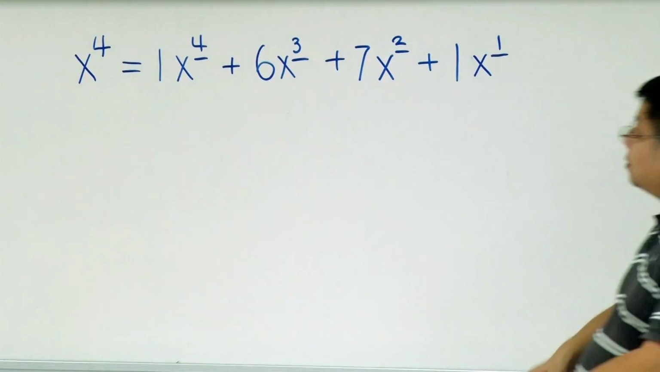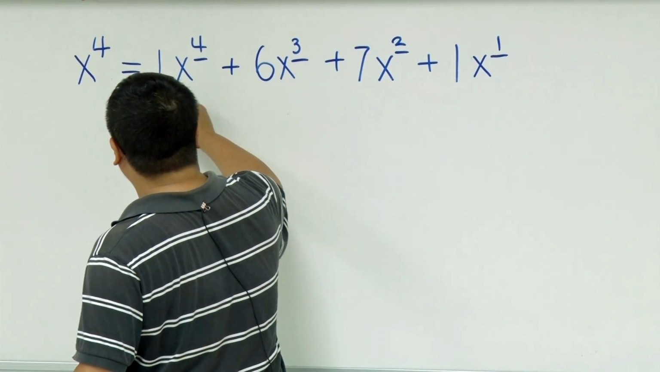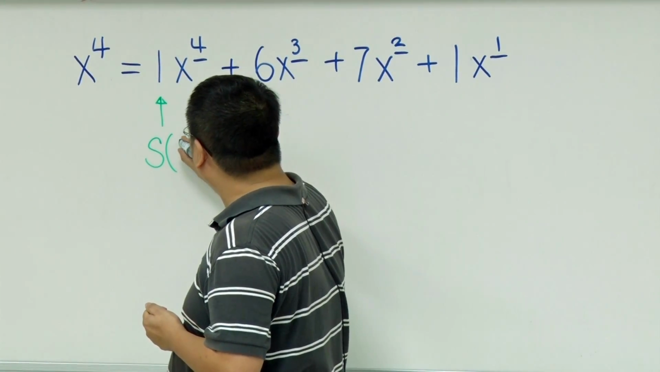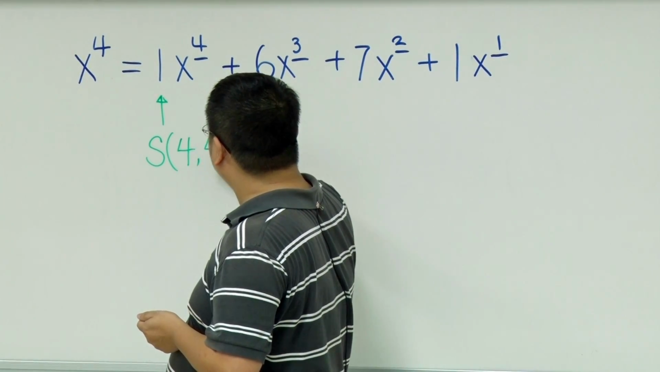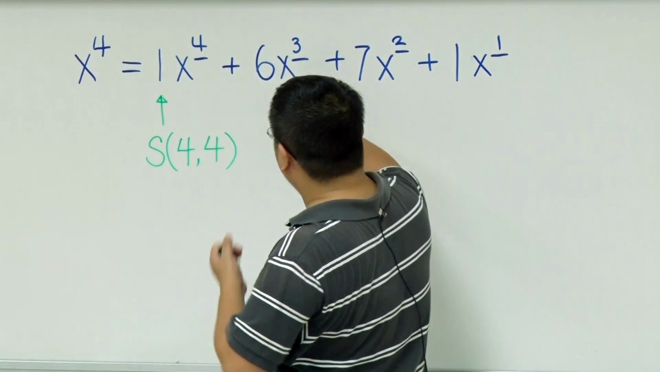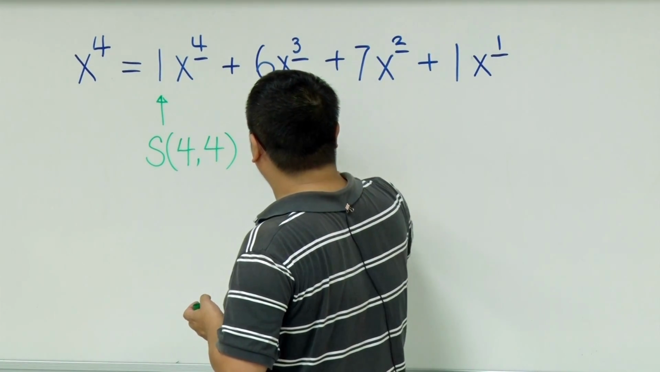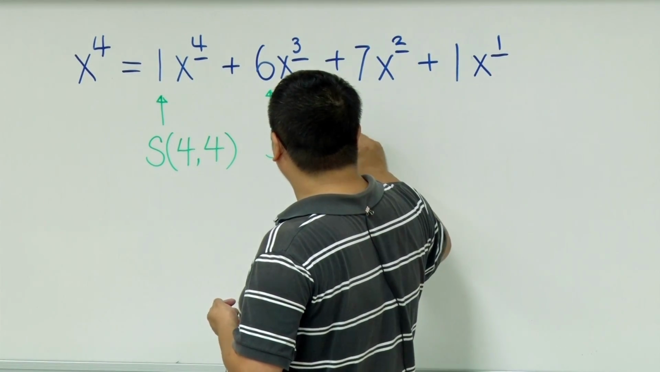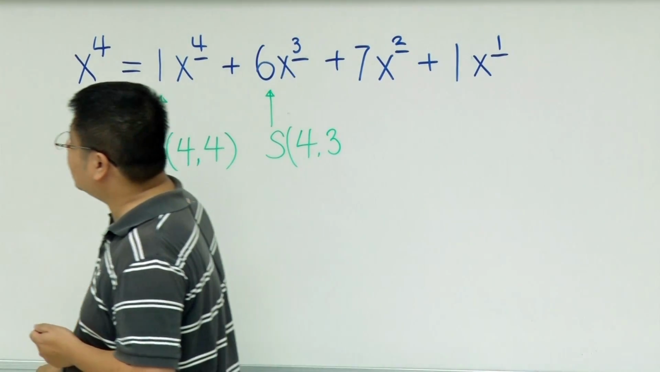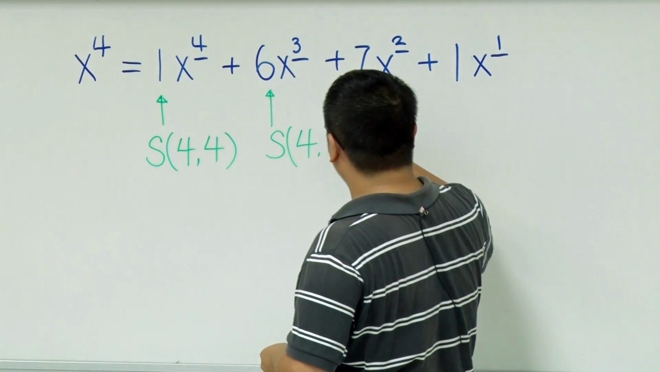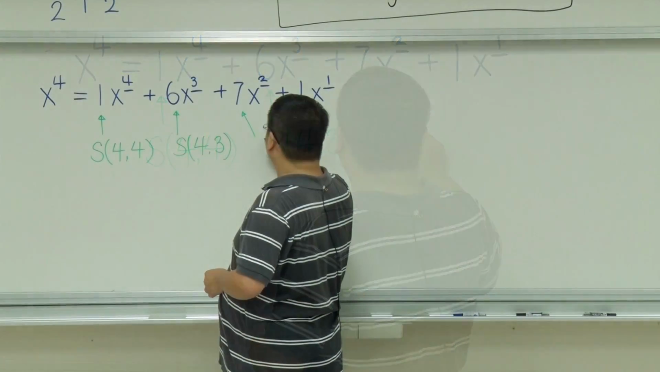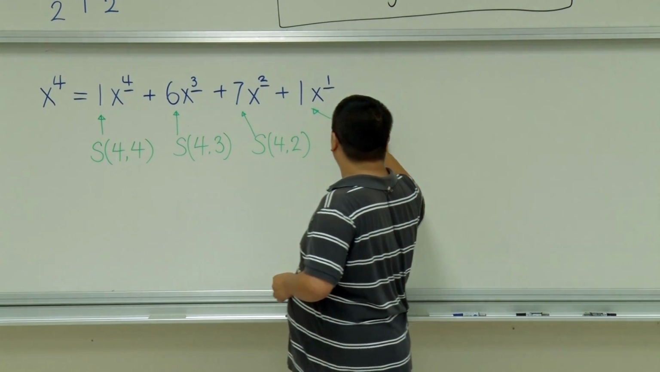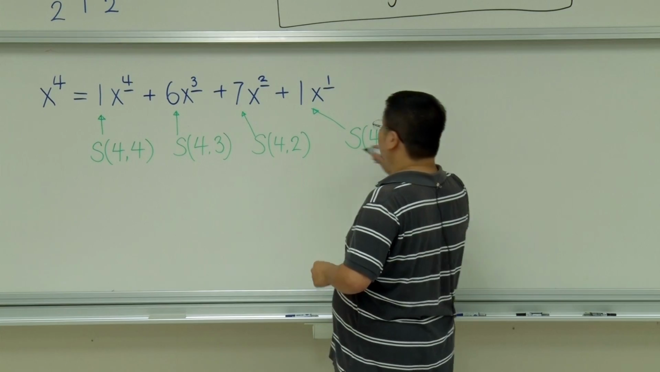All of these are Stirling numbers, recall. So what is it? This is S with r equal to 4 and n equal to 4. Am I correct? And this one, r equal to 4, and then n equal to 3. Eh, no. Let me see. R, n, right? Yes. And this one, S(4,2). And then this one, S(4,1). Okay?